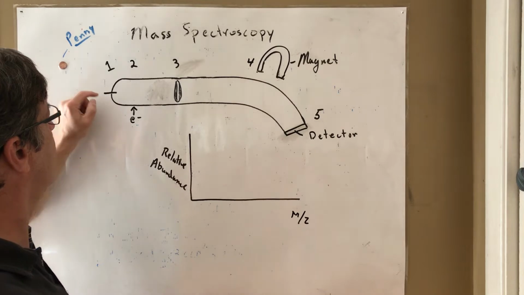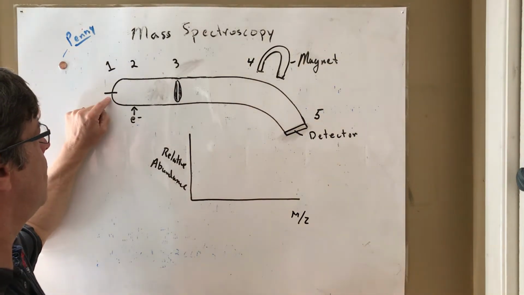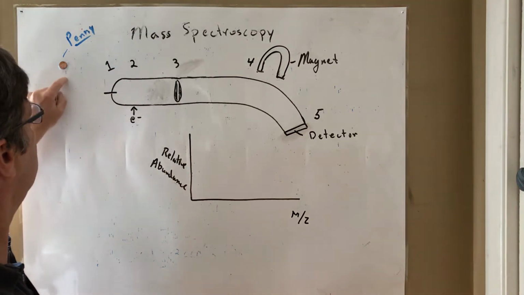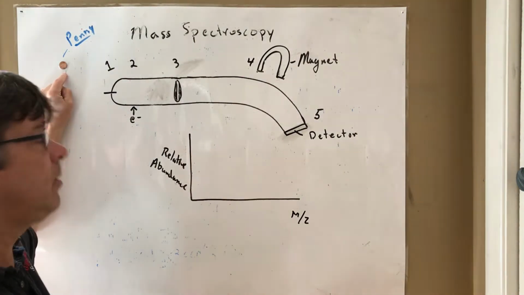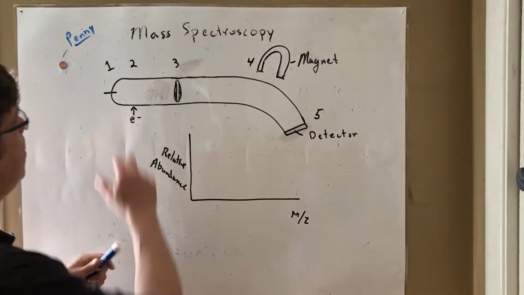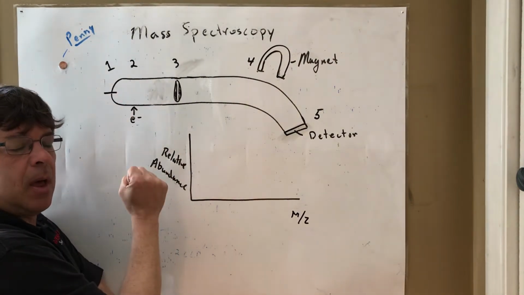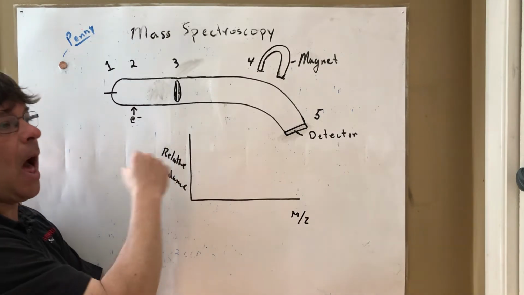It's where you inject the sample here and the sample gets vaporized. We're actually going to inject some copper. Okay, you see the penny there? Then what happens here is the copper gaseous atoms are going to get ionized.